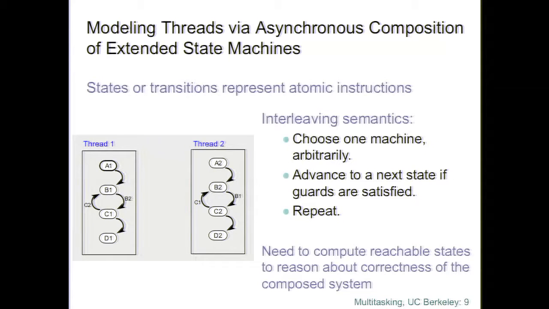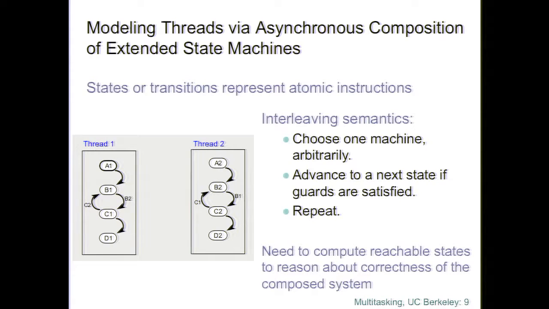All right, so you can model threads using asynchronous composition of state machines. In fact, it's a pretty natural application of asynchronous composition of state machines. If you have a state machine describing a progression of a program, and another one describing a progression of another thread, then asynchronous composition of these is a pretty reasonable choice. What that means is when the overall machine reacts, that means when your processor does something, arbitrarily pick one of the two machines and have it react.